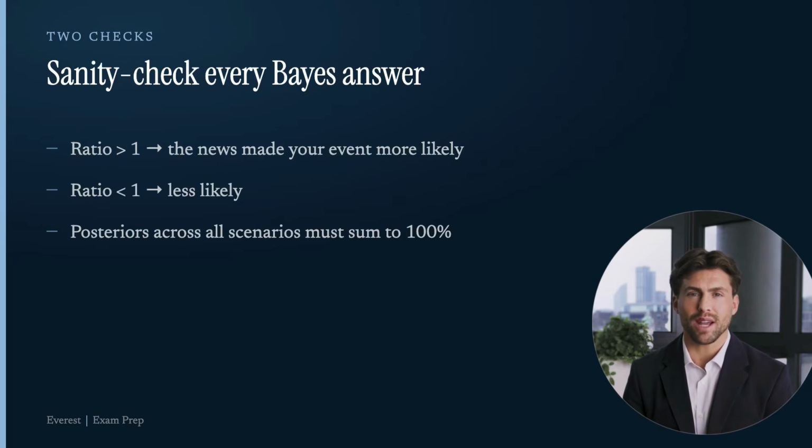2 checks worth carrying into the exam. If that middle ratio is greater than 1, the information made your event more likely. If it is less than 1, less likely. And the updated probabilities across all scenarios must still add to 100%.